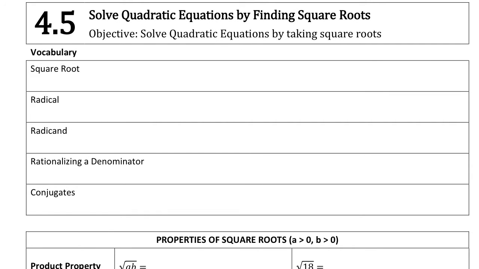Okay, so Unit 4, Lesson 5, starting the second half of Unit 4. This is the second half of the notes.